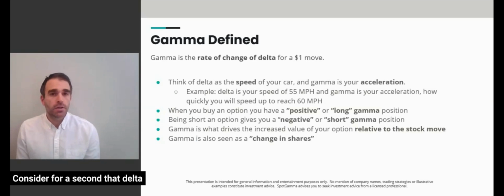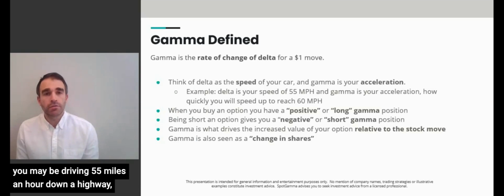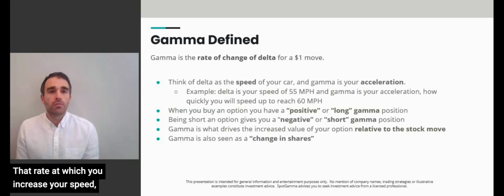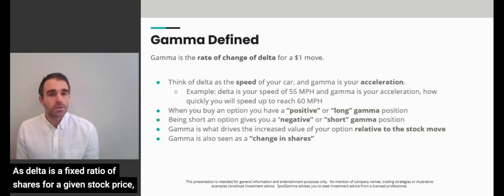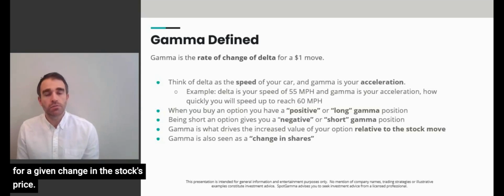Consider for a second that delta is the constant speed of your car. At any point in time, you may be driving 55 miles an hour down a highway, and again, this is a fixed speed. Now imagine that you need to pass another car and you speed up to 60. That rate at which you increase your speed, which is called your acceleration, is equivalent to gamma. As delta is a fixed ratio of shares for a given stock price, gamma explains how quickly your ratio of shares would change for a given change in the stock's price.